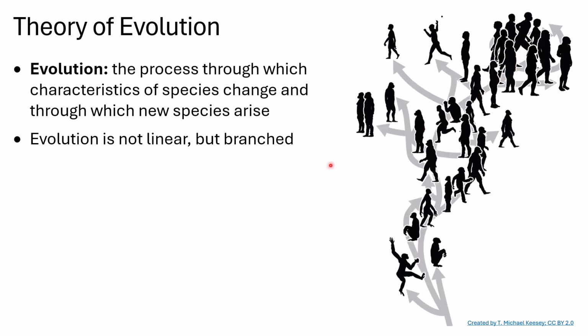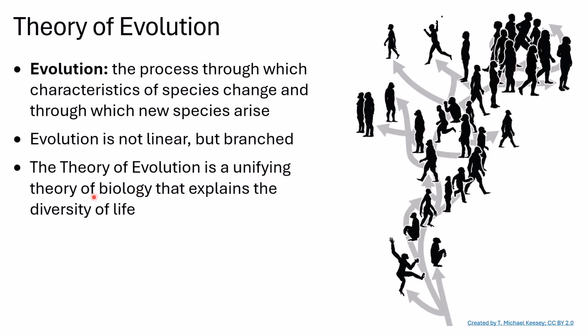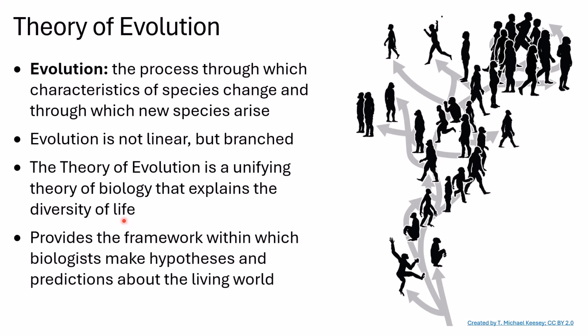The theory of evolution is considered to be a unifying theory of biology that explains the diversity of life and many other biological phenomena. I want to stress that in the context of science, a theory is not just a guess or idea about how something can be explained, but an explanation based on observations and hypotheses that have been rigorously tested over and over again and supported. It is ultimately the framework on which biologists build their hypotheses and predictions about the living world, whether they are studying molecular biology or ecology.